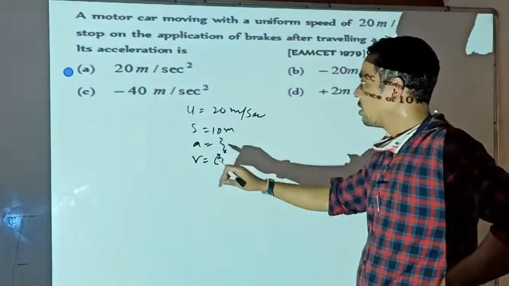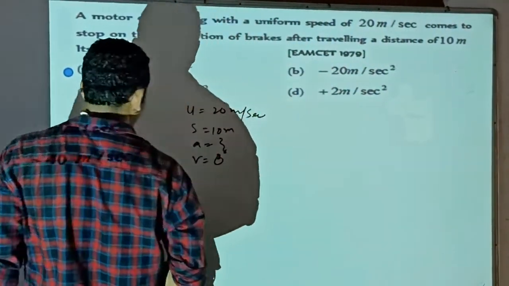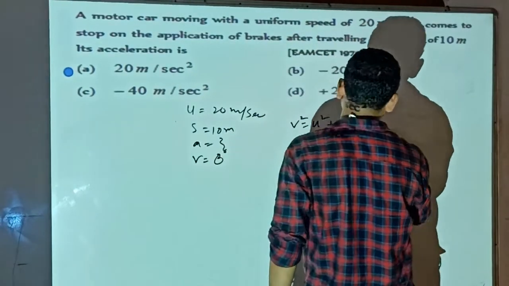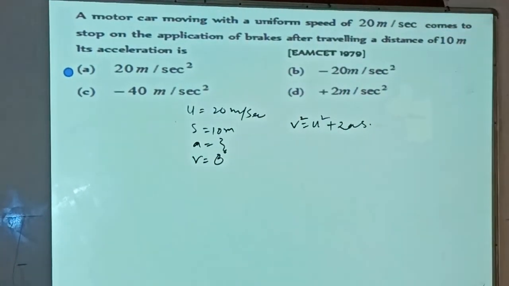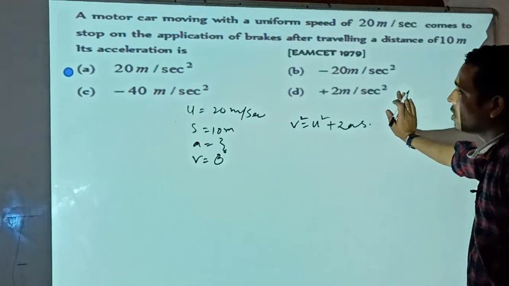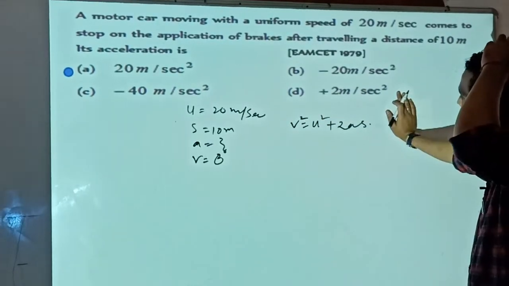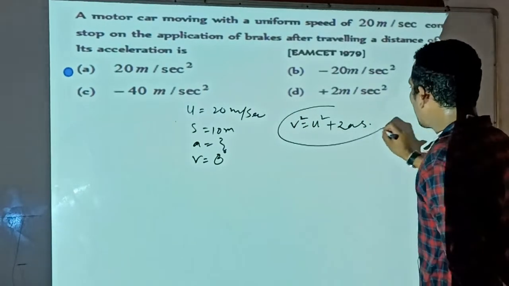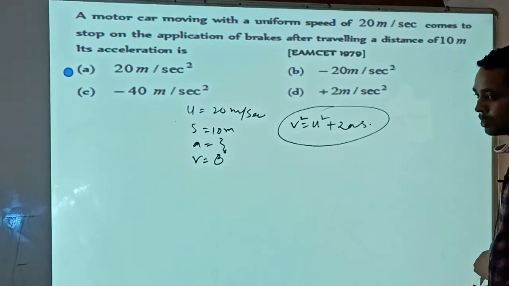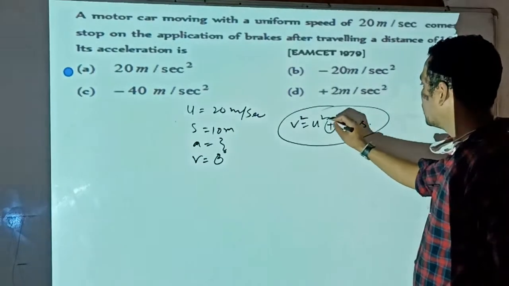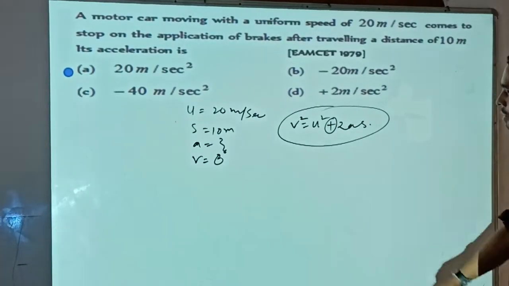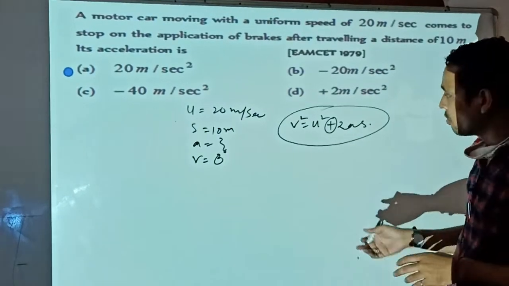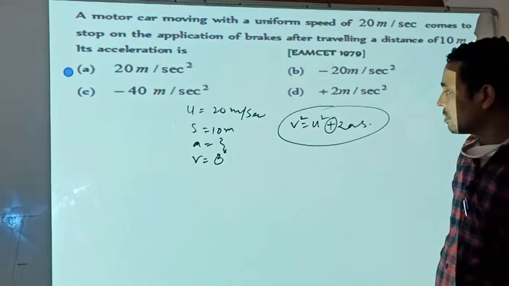To find out the value of a, if you write v square is equal to u square plus twice a s, I think this will be your suitable equation for this problem where you can find out the value of a. But a very important trick that you have to remember: sometimes it is taken as positive and sometimes as negative. So when will the equation have a positive term and when will it have a negative term?